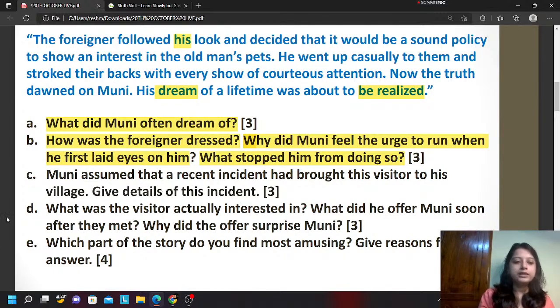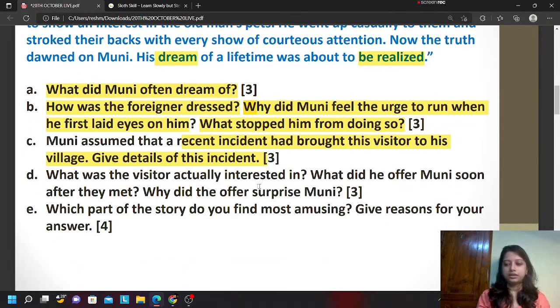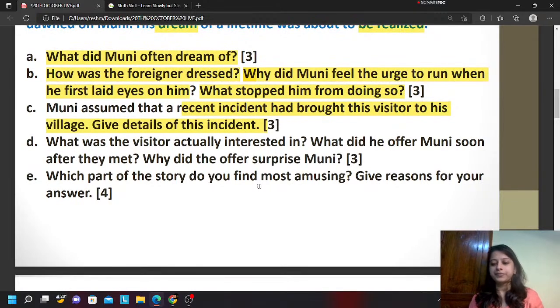Next, we will move to question number C. Muni assumed that a recent incident had brought his visitor to his village. Give details of the incident. Something had happened for which Muni thought that this policeman had come, because he was a very old man and he could not put his limbs readily to action when he saw the foreigner. Correct.